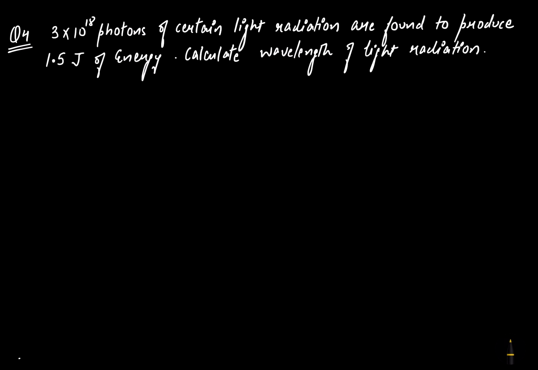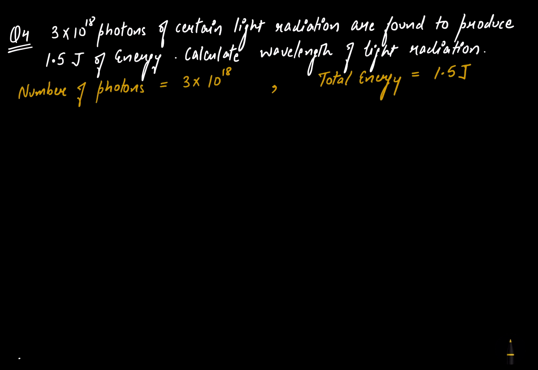So first of all, I'm mentioning how many photons are given over here. So I'm writing number of photons. It comes out to be 3 into 10 raised to the power 18. Now, what's the total energy given in the question? I'm writing total energy is given to be 1.5 joules. What we have to evaluate? We have to evaluate the wavelength. So I'm writing wavelength with a question mark.